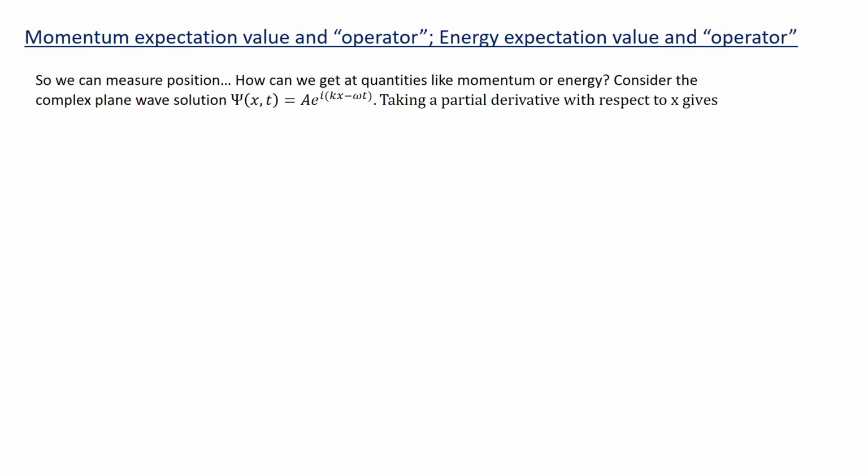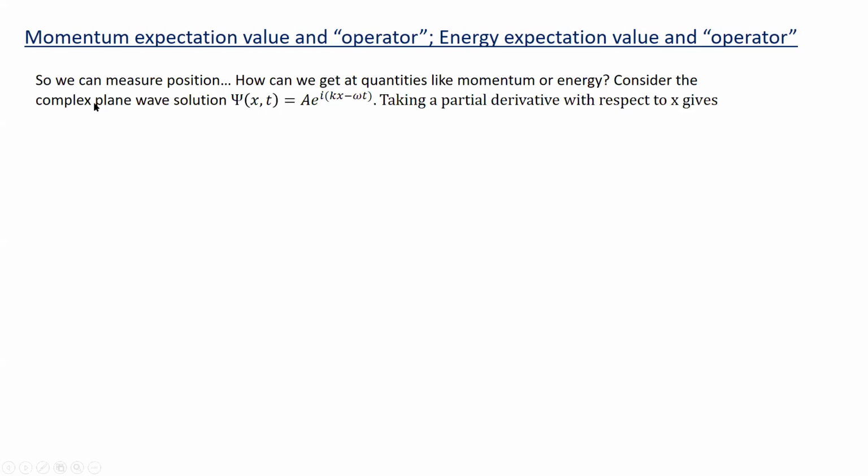And then finally, and this is one of the shorter lectures in the recent series, you might wonder how we can get the momentum expectation value. How can we get at a quantity like momentum when the wave function seems to key so strongly on position? So we use what's called an operator. So let me explain. We can measure position. How can we get at quantities like momentum or energy?